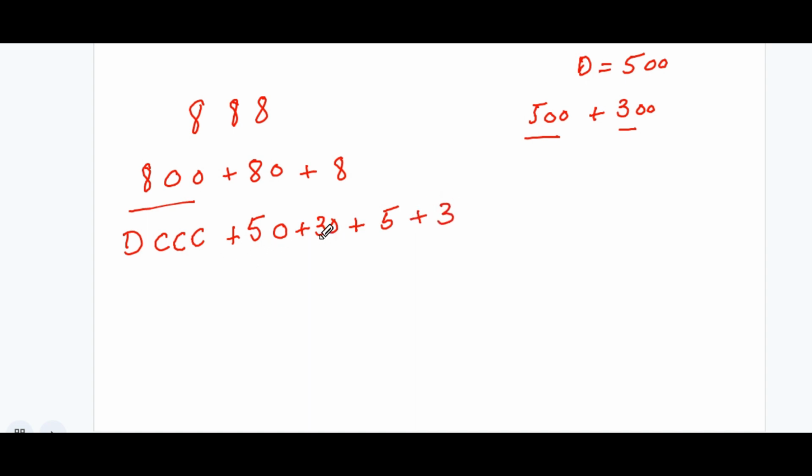So how can we change it into Roman numeral? We can write here L equals to 50, 30 means 3 times X, and 5 means V, and 3 means 1, 2, 3. So this is your 888.